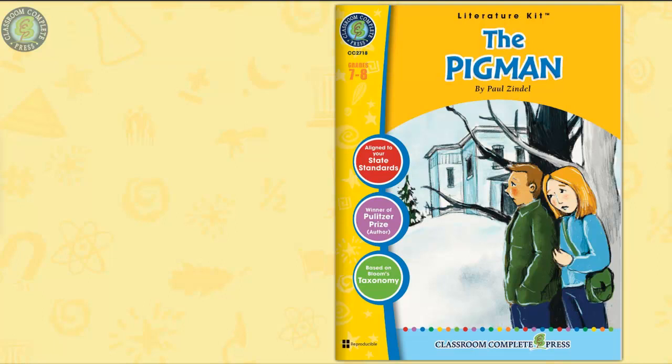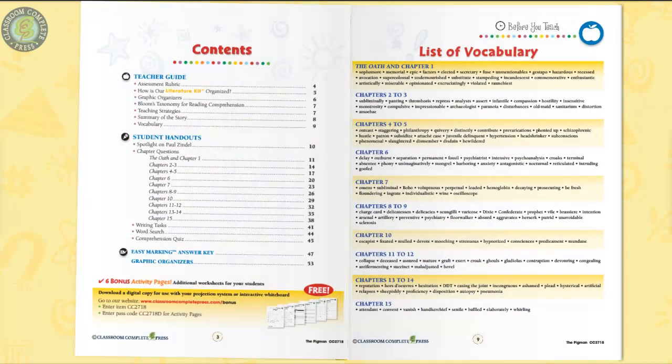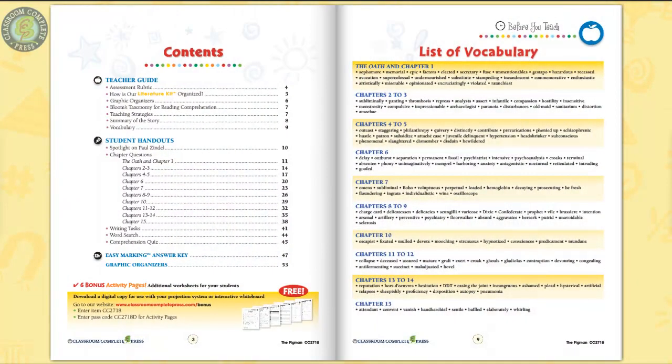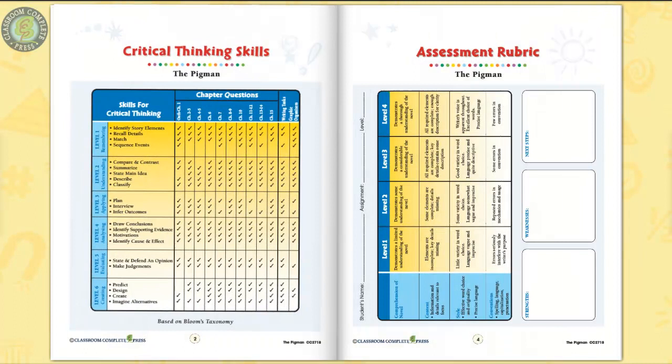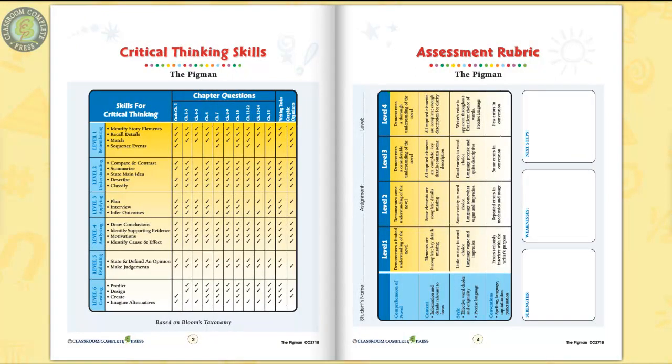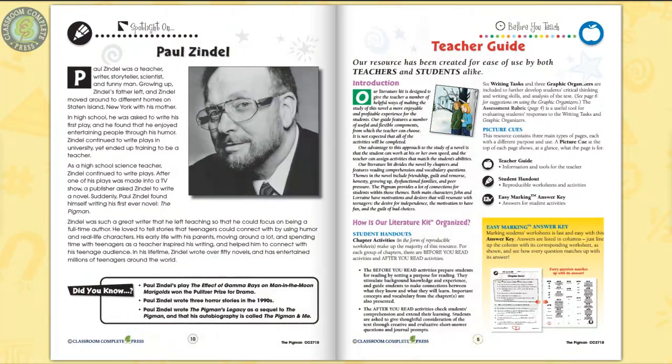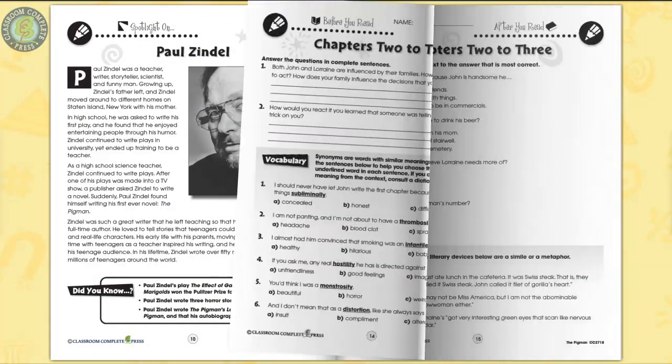This literature kit on The Pigman by Paul Zindel includes comprehension questions that allow for good discussions. 55 pages chock full of a variety of scaffolding strategies incorporated in our Before You Read worksheets for each chapter section, along with vocabulary prompts to prepare your students for the reading, with rubrics, teacher guide, and author biography.